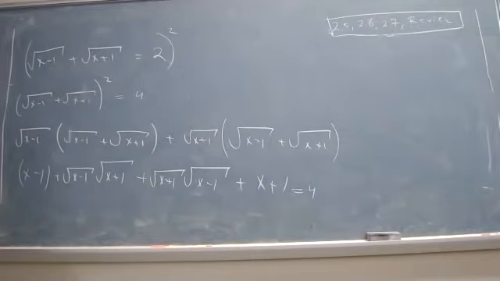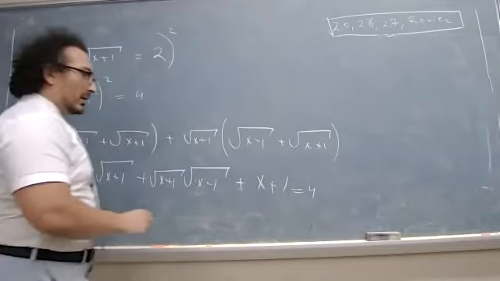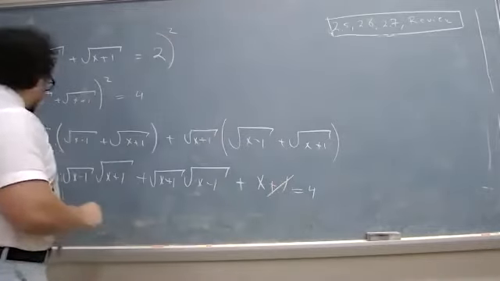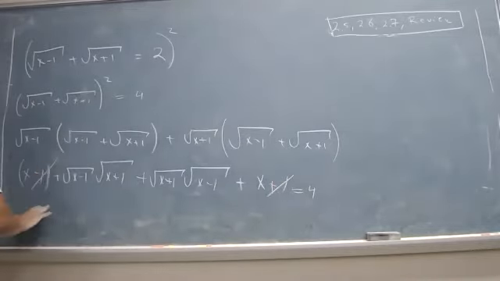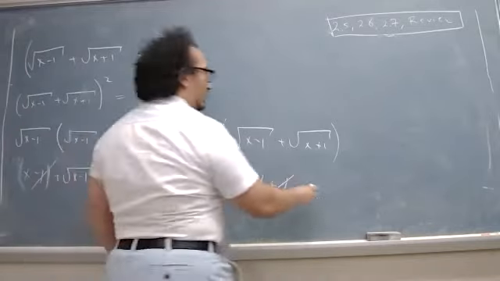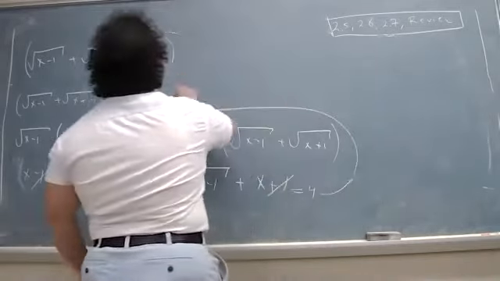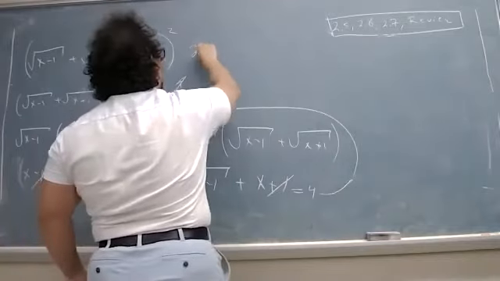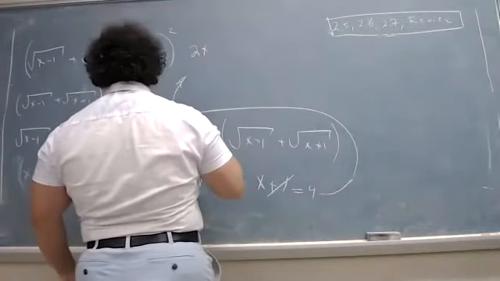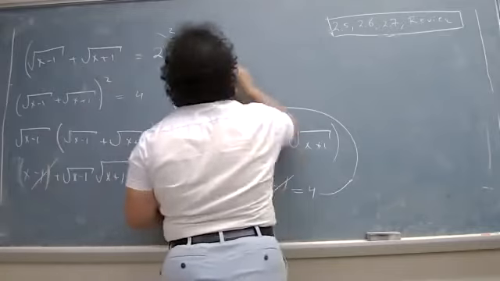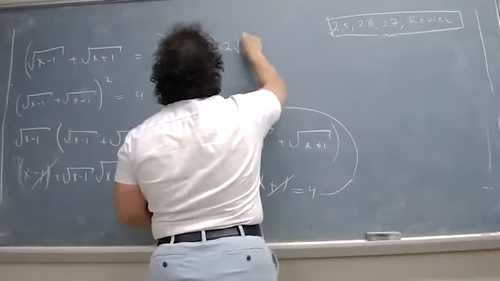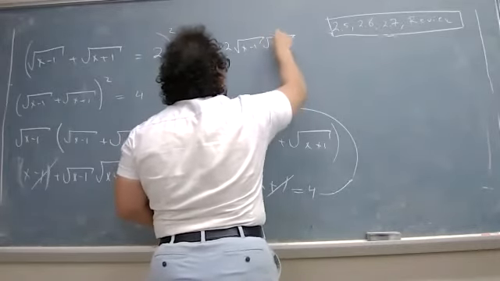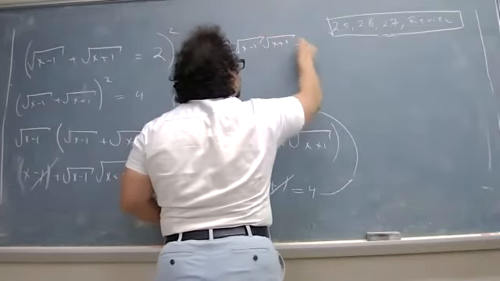Okay. Notice that this minus 1 over here and this positive 1 over here cancel. And then these x's can combine here. So moving the calculation up here, I get 2x. And then there's 2 of these terms plus 2 of these terms: square root of x minus 1 square root of x plus 1 is equal to 4.